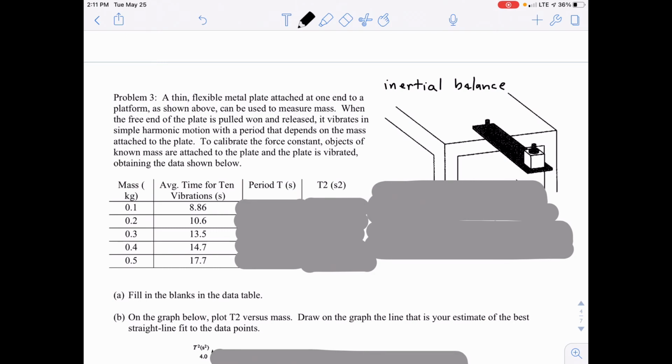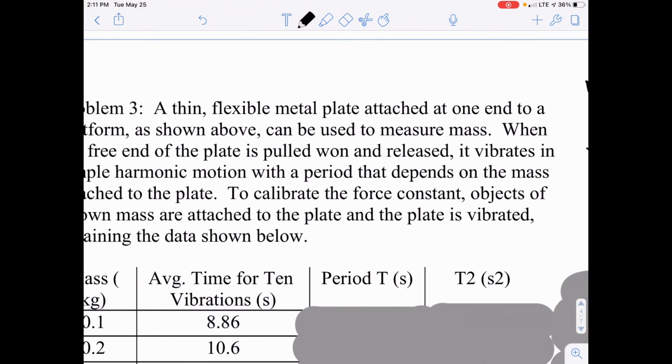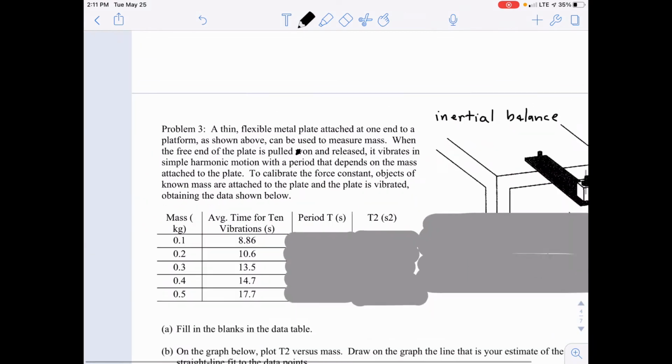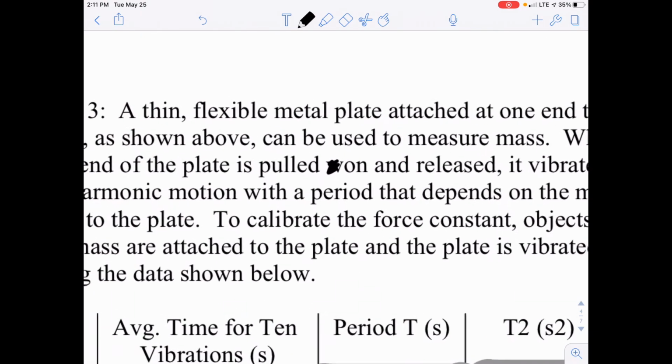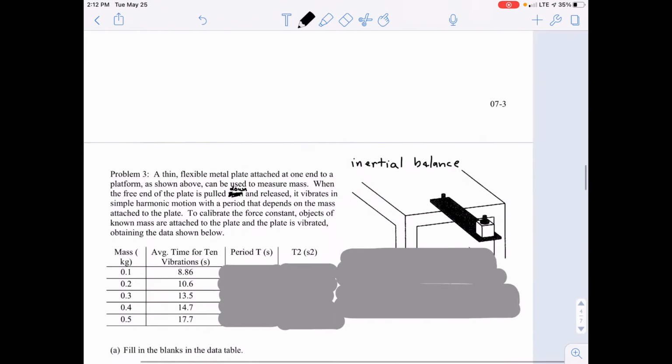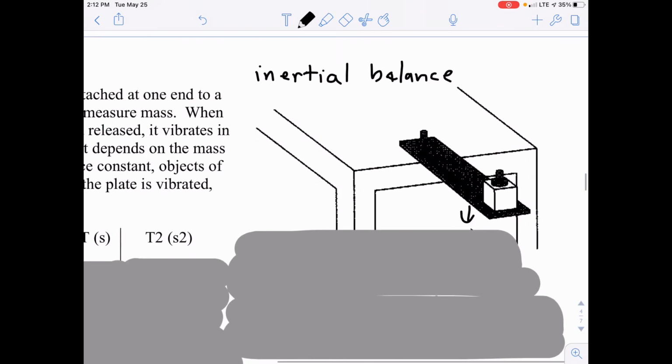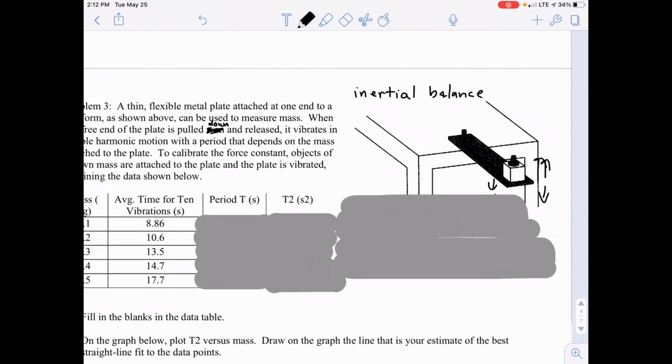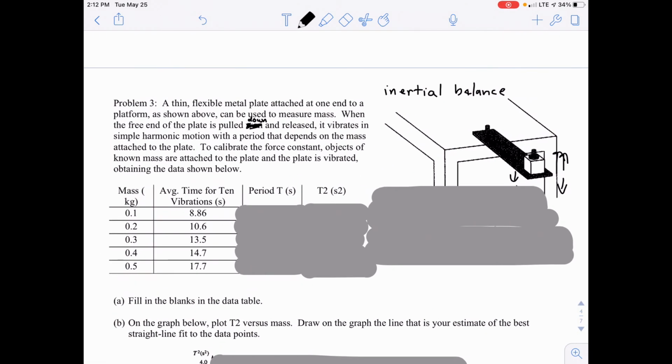So it says when the free end of the plate is pulled, typo, pulled down. So if it's pulled down like this, it's going to oscillate up and down at the end. It vibrates in simple harmonic motion with a period that depends on the mass attached to the plate.